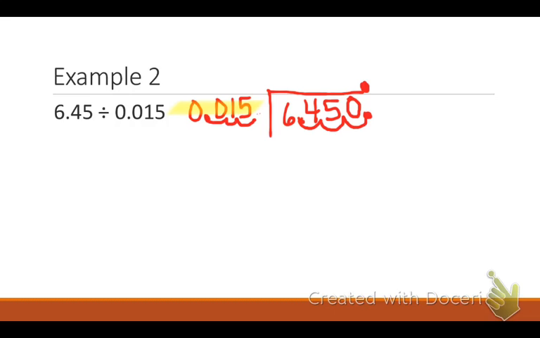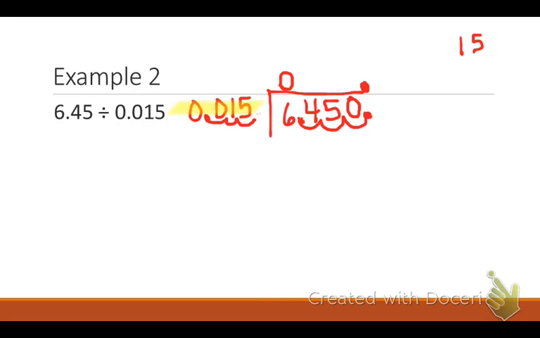Alright, now I'm ready to divide. I'm just thinking 15. I don't need to worry about those extra zeros now. 15 will not go into 6. 15 into 64. Well, 1 will go into 6 times. But I have this 5 here. So I'm going to try 4 times.